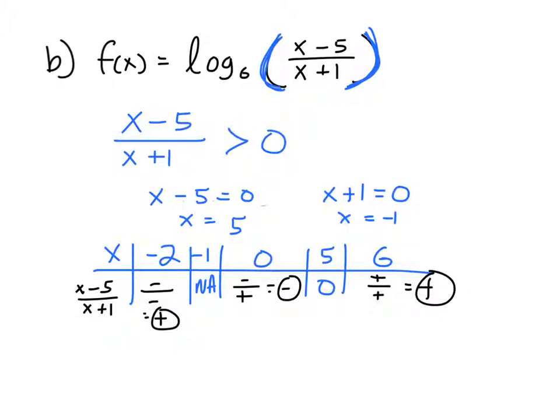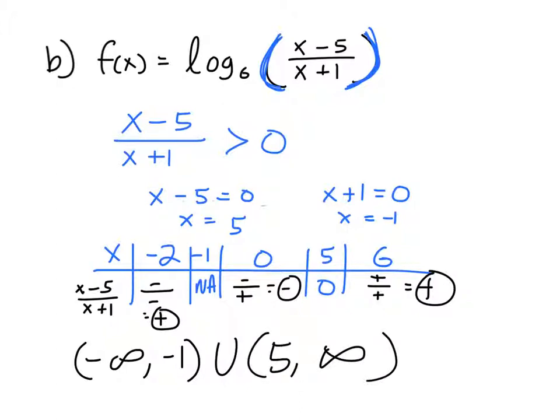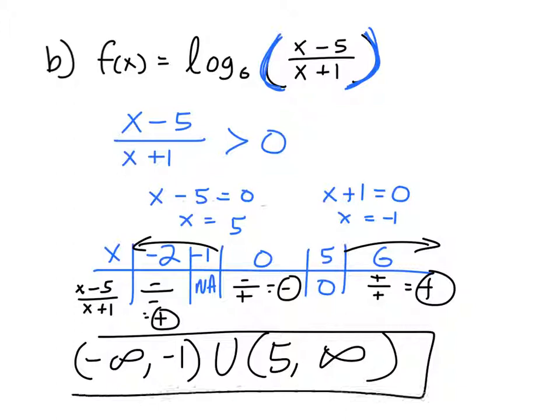All right, we were looking for when this function is greater than 0. So we're looking for these areas when it was positive. All right, so when is it positive? It's positive left of negative 1. Okay? And then it's also positive more than 5. All right, so left of negative 1 and more than 5. So there you go. This is my domain.